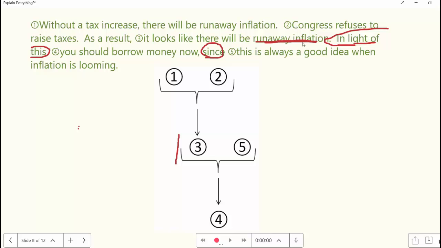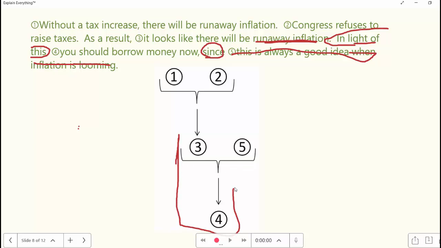Likewise, if you were to get rid of 5, you're not going to be able to infer from 3 that it looks like there'll be runaway inflation, that you should borrow money now, because we don't have the information that that's a good time, that it's always a good time, but that's a good time to then borrow money. So again, they need to be working together, which is why we have the brackets.